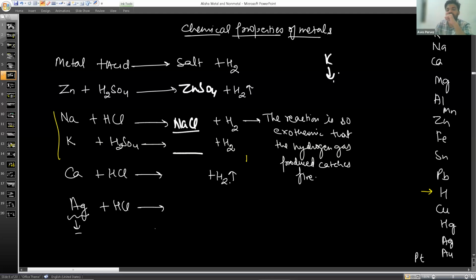Potassium has valency 1 and sulfate ion has valency 2. That will be K2SO4. Here, K2SO4, okay. CaCl2, KCl2, Cl2. It's not, no reaction.